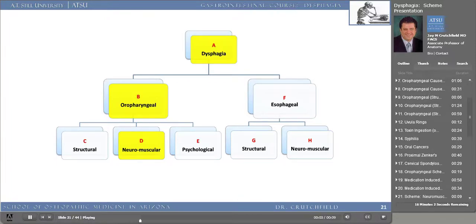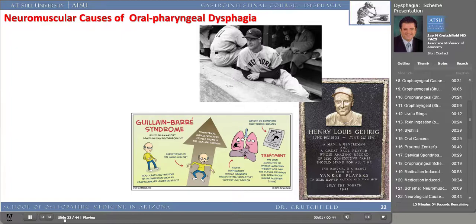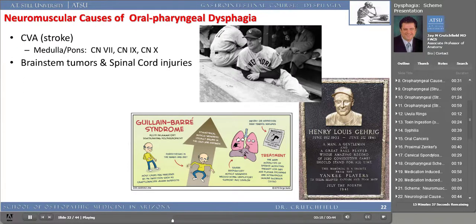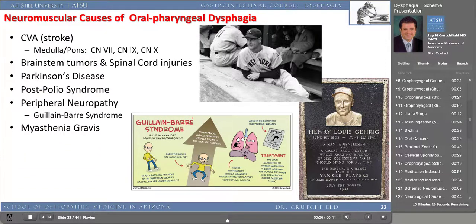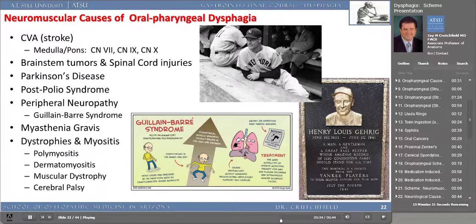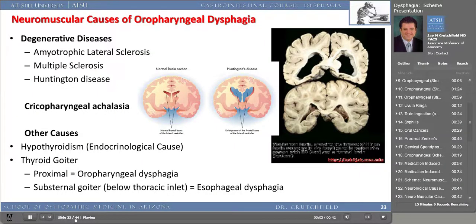The neuromuscular causes of dysphagia are well enumerated here. Let's take a look at some of them. These are unfortunately relatively common. Patients who've had strokes affecting cranial nerve 9 or 10, affecting the facial nerve, brainstem tumors and spinal cord injuries, Guillain-Barré syndrome, myasthenia gravis, dermatomyositis or cerebral palsy. All of these can lead to dysphagia. Parkinson's disease, which is relatively common, can lead to oropharyngeal dysphagia. Again, you'll be led here by the patient's history, physical exam, and complaints of proximal dysphagia, oral dysphagia, or even odynophagia.